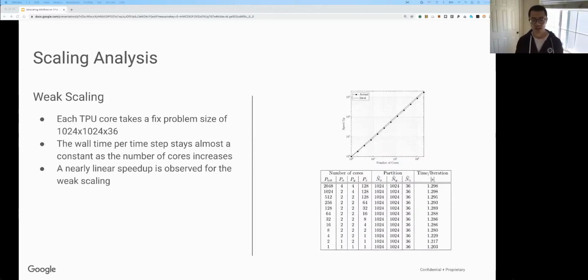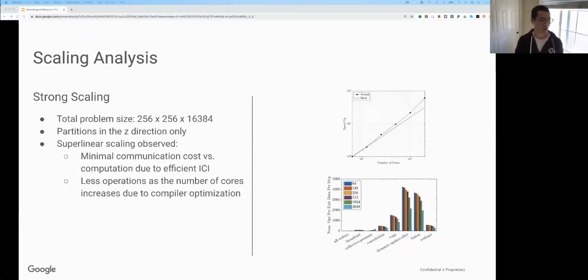So further, we perform a scaling analysis for our solver, and here what I'm showing are the results for the weak scaling. In terms of the weak scaling, we take a problem of fixed size of 1024 times 1024 times 36 on each TPU core. The table and the figure on the right show the results. From the table, we can see clearly that the wall clock time per time step stays almost constant as the number of cores increases from 1 core all the way to a full pod. So this indicates that the weak scaling shows a linear speedup. And the linear weak scaling implies that with the same mesh resolution, we are able to solve a larger problem without sacrificing efficiency in time.